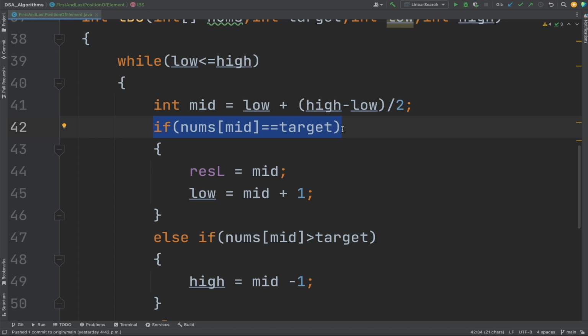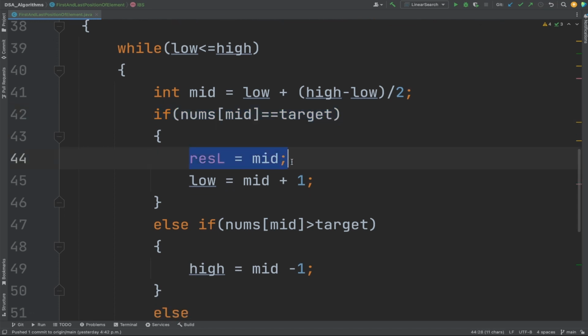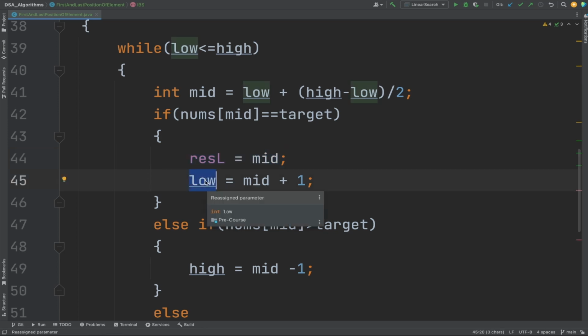So whenever the middle value of the array is equal to my target, I'm going to say that this can be my possible answer, where this is my last occurrence of the target value. And just to make sure that this is the last occurrence, I'm going to search to the right of it. So I'm doing low equal to mid plus 1, right?